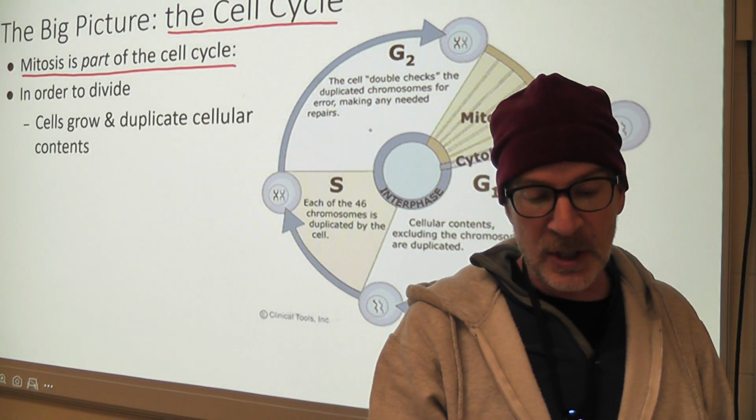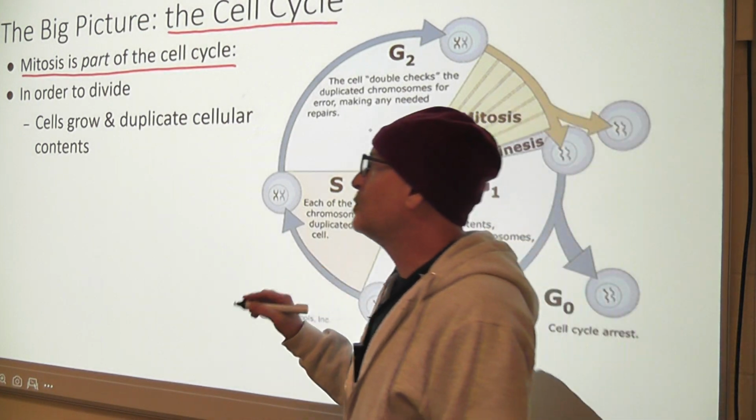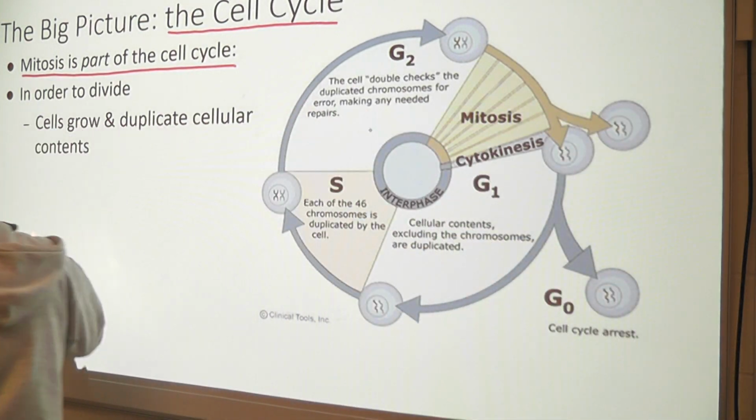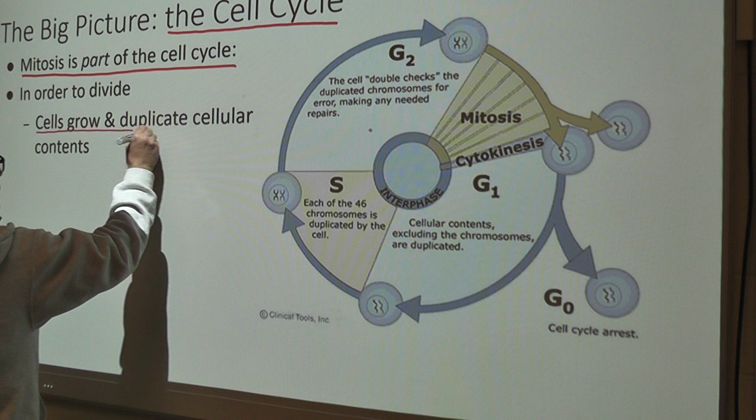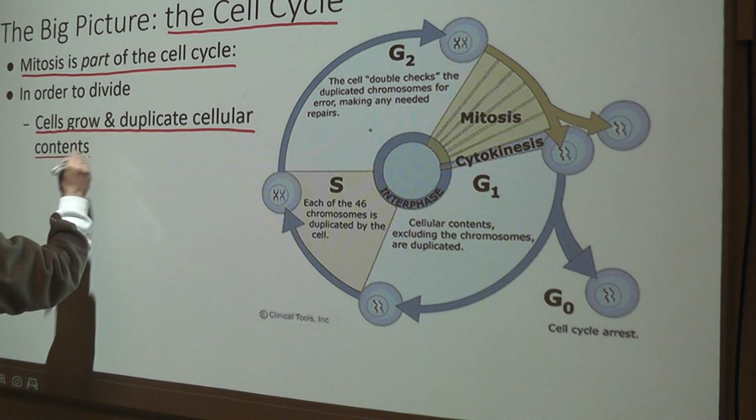So in order to divide, cells need to do two main things. One, they need to grow, and they need to duplicate stuff.